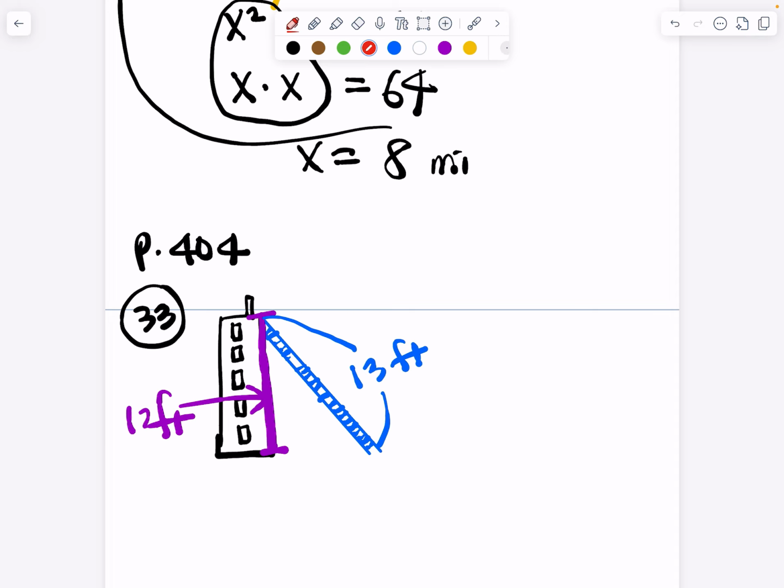Determine the distance from the base of the ladder. Where is the base of the ladder? It's right here, to the building. This is what you have to find. Does that make sense? Okay.